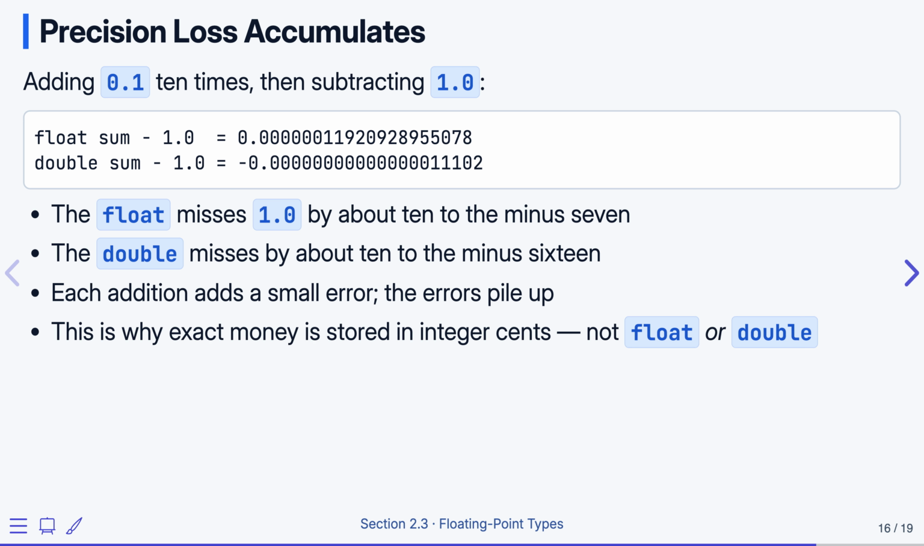Money is different, though, because neither float nor double stores a value like 0.10 exactly. Exact money is not kept in floating point at all. It is stored in integer cents, or in a decimal type.